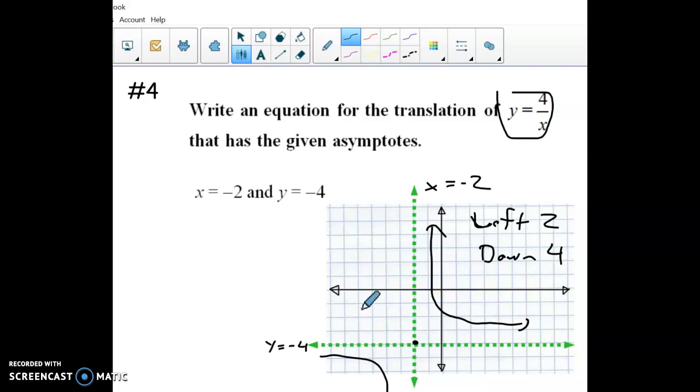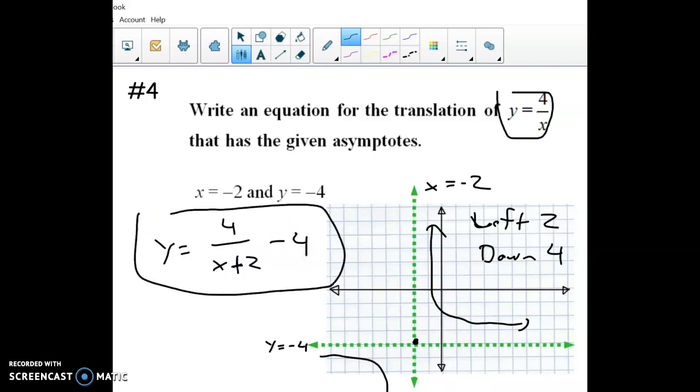All right, and so then I just need to modify this equation to make it go left 2. So that would mean with x, I'm going to add 2. Remember, that's the opposite of what you think. You think minus 2 would make you go left, but we're going to add 2 to x. That'll make us go left 2. And then down 4, just put a minus 4 in back. So that is our answer right there. And I like to think about it visually when I answer a question like that.